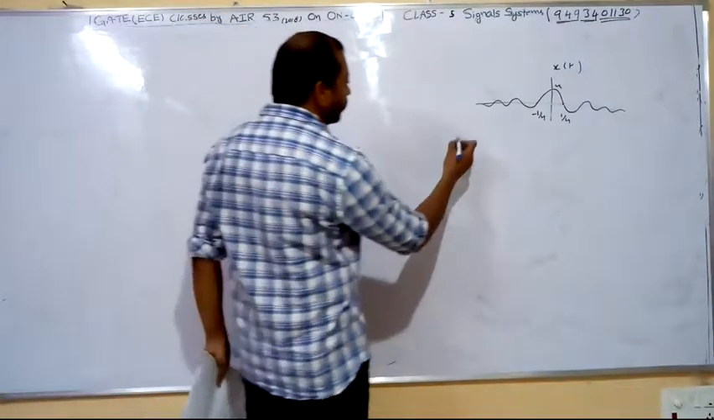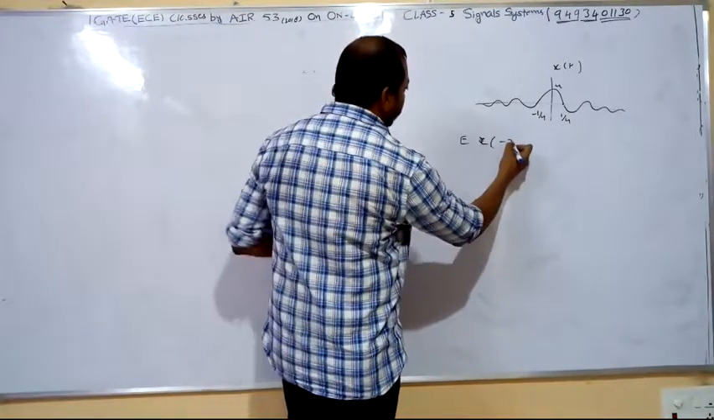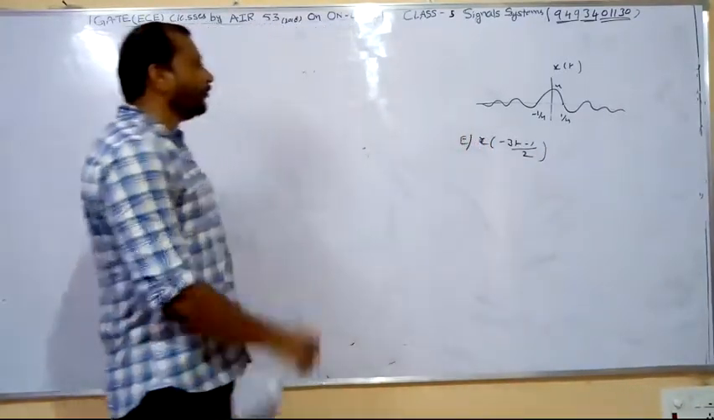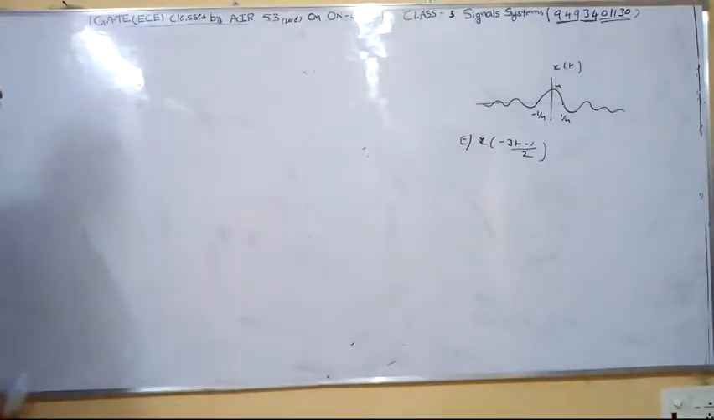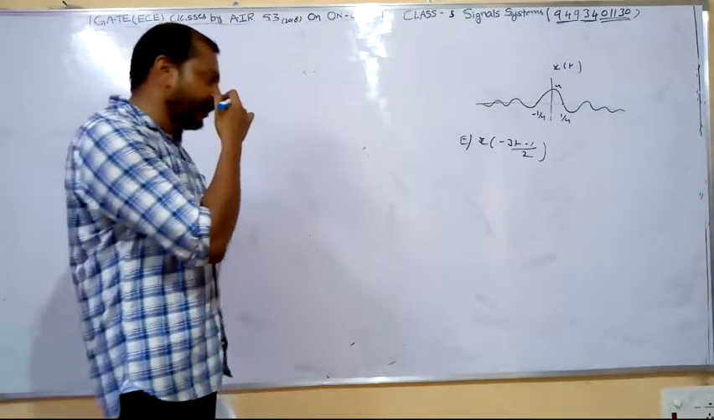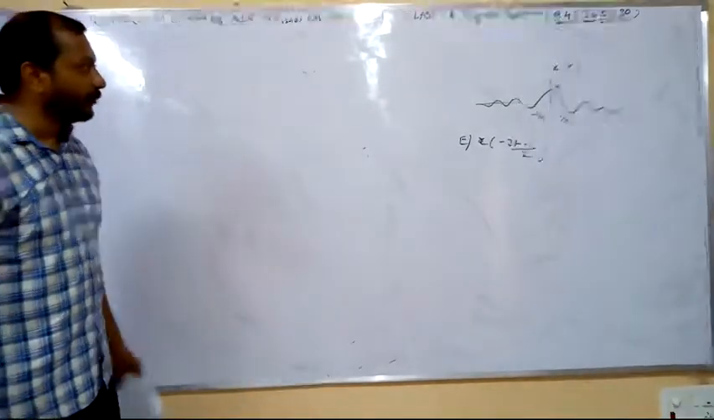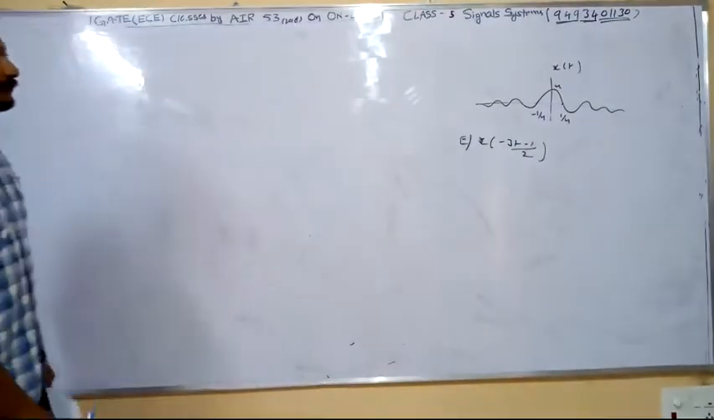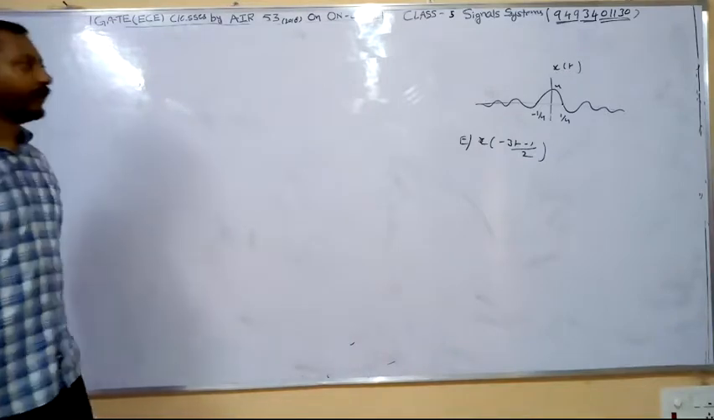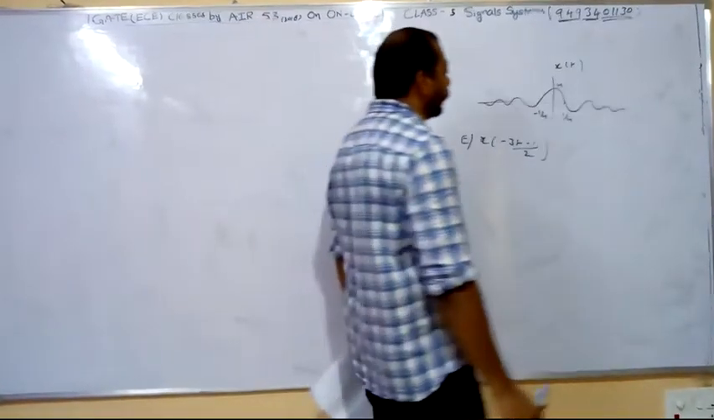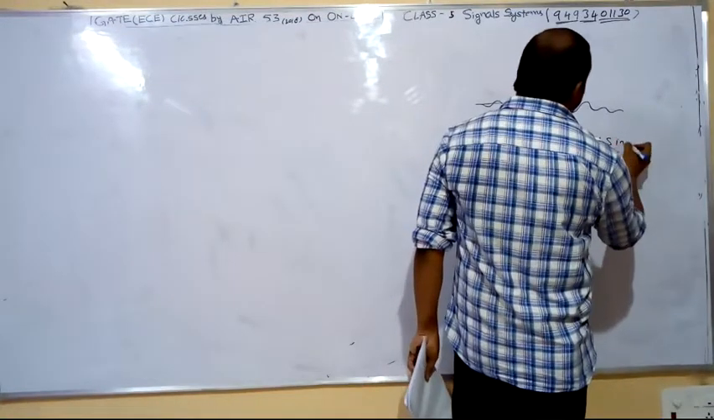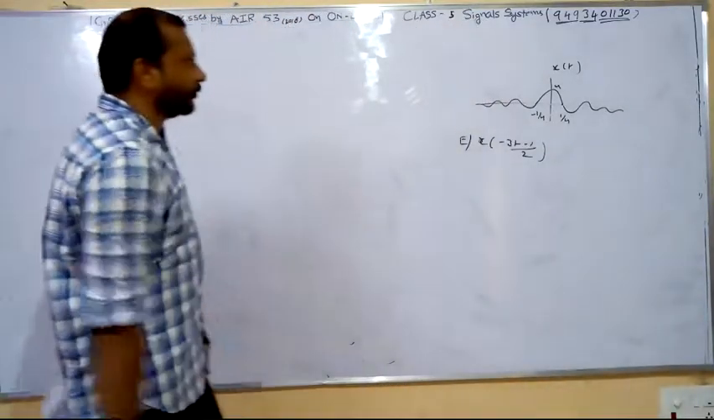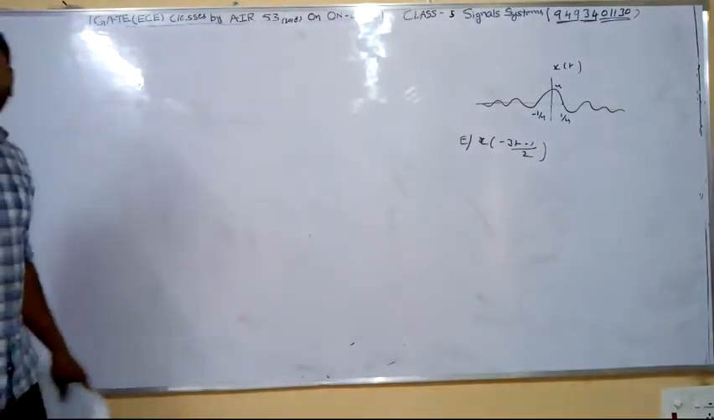What is the energy of x of minus 3t minus 1 divided by 2? This x of t they have given. Okay, right. This looks like a sampling function, a sinc function you can call. The corresponding sinc value is simply 4 into sinc 4t. Let me try to represent this one: 4 into sinc 4t.